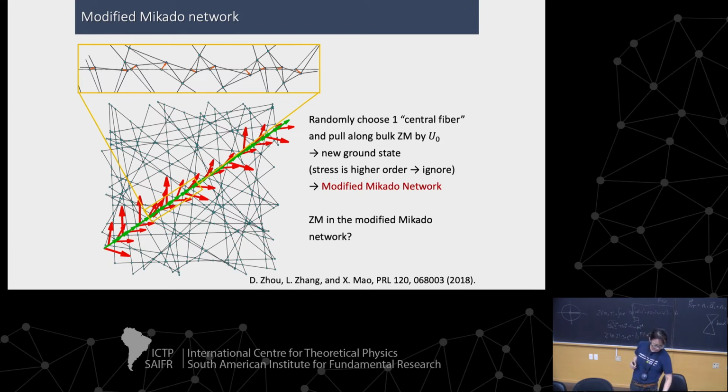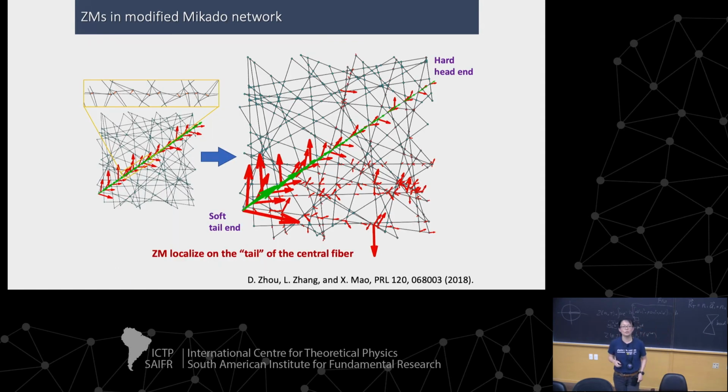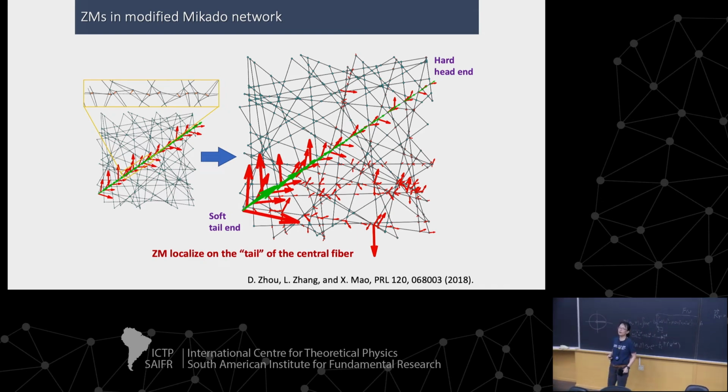And then we can ask what are the zero modes of the modified Mikado network. We can do a calculation, and it's nicely exponentially localized on one tip of this fiber that we pulled to the right. It always localizes on the tail. We can use this method to program the softness in this lattice, now in this disordered network. There is no periodicity at all. Okay? So how do we calculate this?